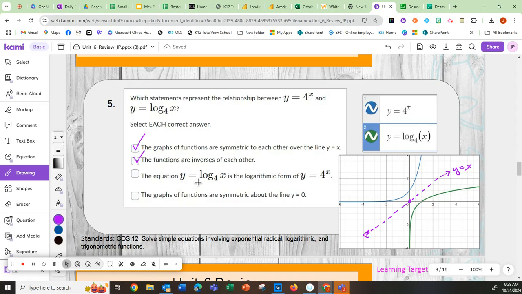The third one says y equals log base 4 of x is the log form of y equals 4 to the x. That's not true because that would be 4 to the y equals x. So that's an untrue statement. And this one says the graphs are symmetric about the line y equals 0. The line y equals 0 is actually the x-axis. So these graphs are not symmetric about it. So it's going to be those first two.